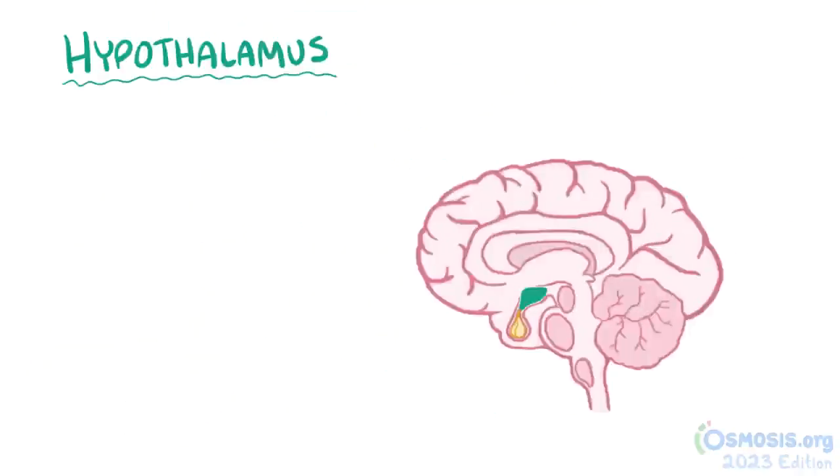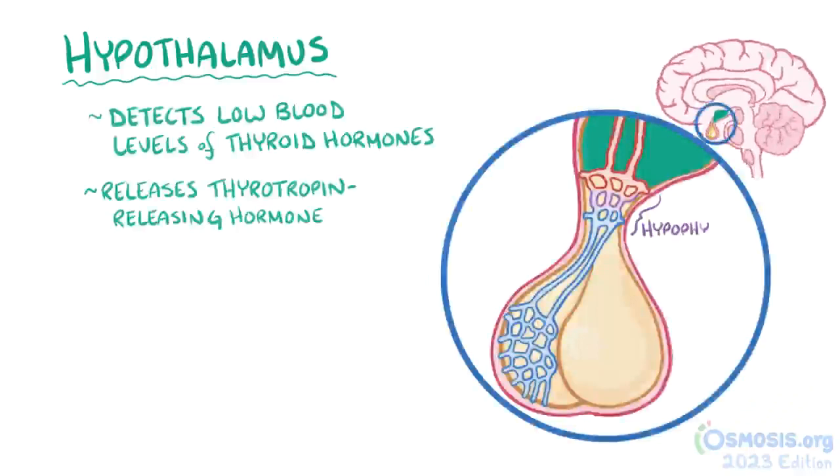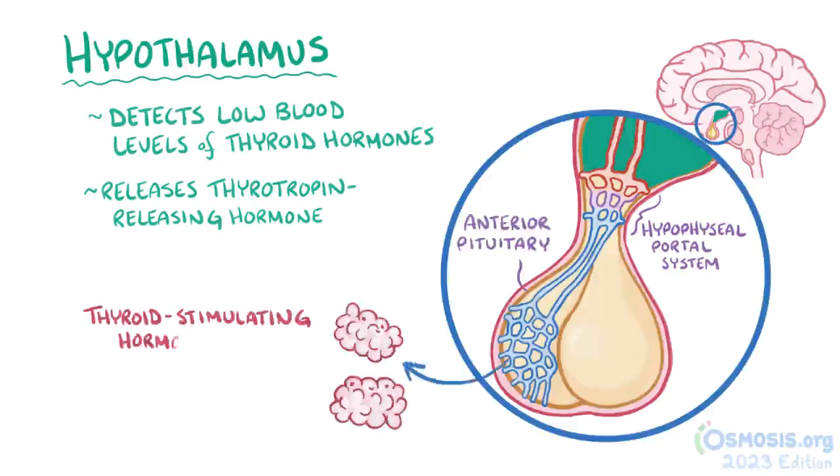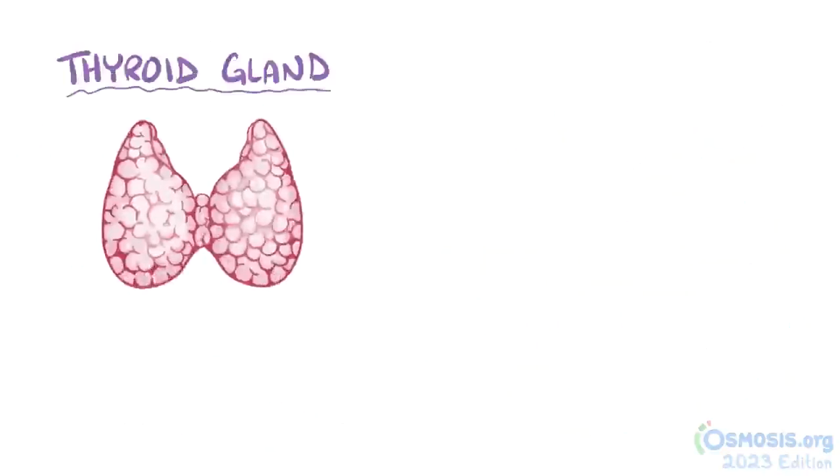Now, normally the hypothalamus, which is located at the base of the brain, detects low blood levels of thyroid hormones and releases thyrotropin-releasing hormone into the hypophyseal portal system, which is a network of capillaries linking the hypothalamus to the anterior pituitary. The anterior pituitary then releases thyroid-stimulating hormone, also called thyrotropin or just TSH. TSH stimulates the thyroid gland, which is a gland in the neck that looks like two thumbs hooked together in the shape of a V.